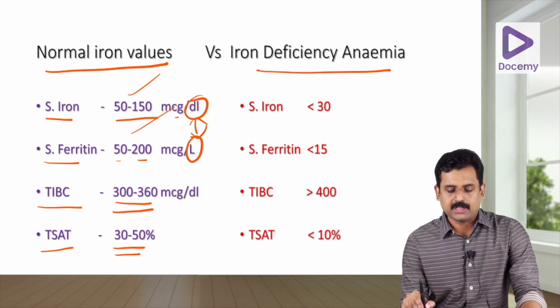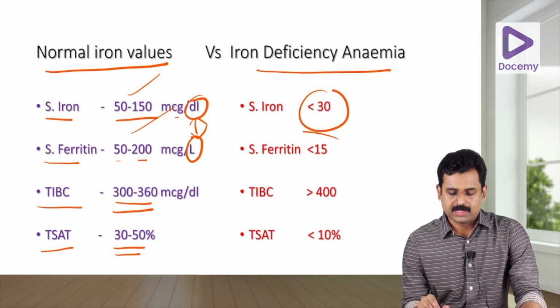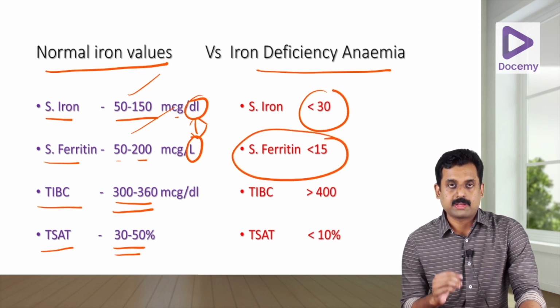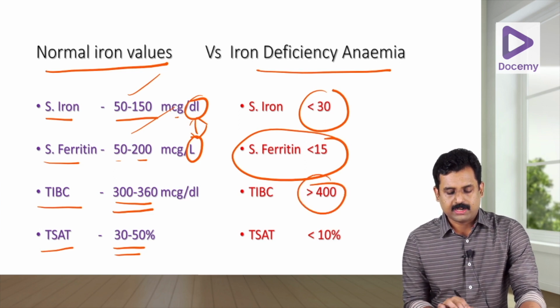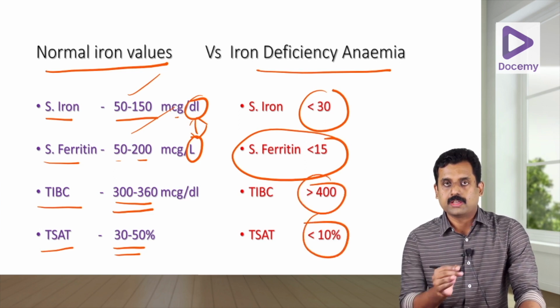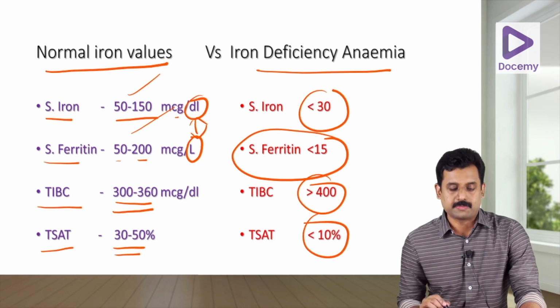In iron deficiency anemia, your serum iron will usually be less than 30, ferritin will be less than 15, total iron binding capacity, as I already told, will be increased, more than 400, and transferrin saturation comes down. At the late stages, it will be less than 10%.